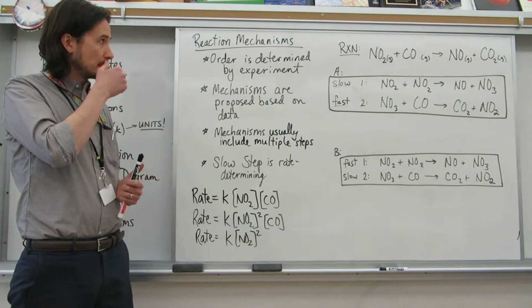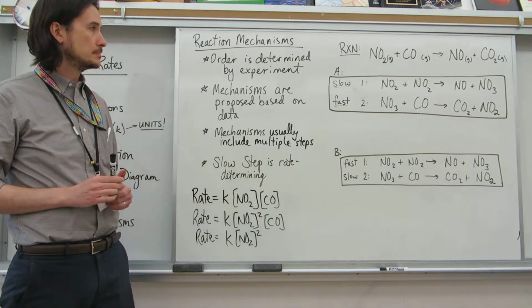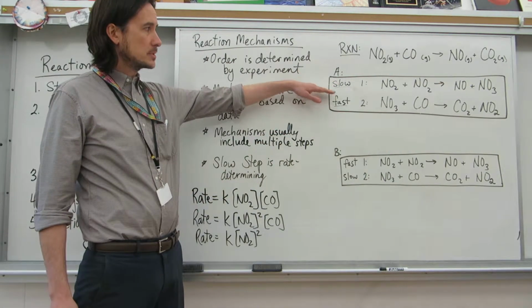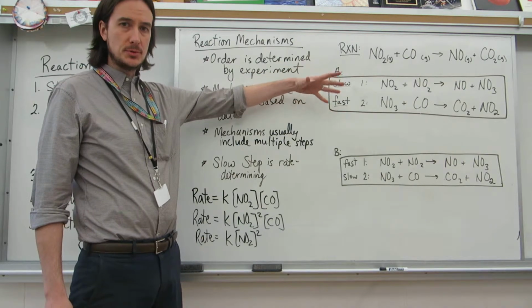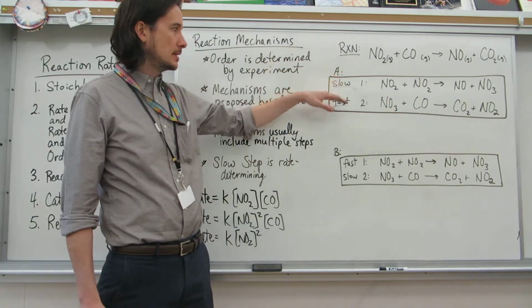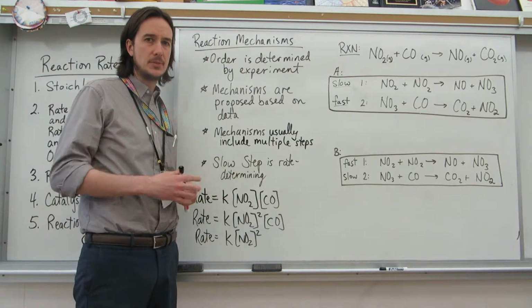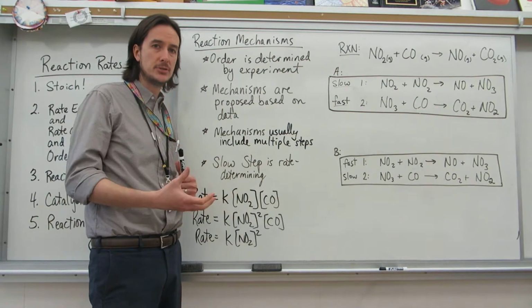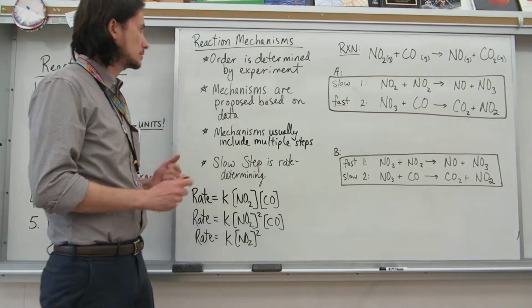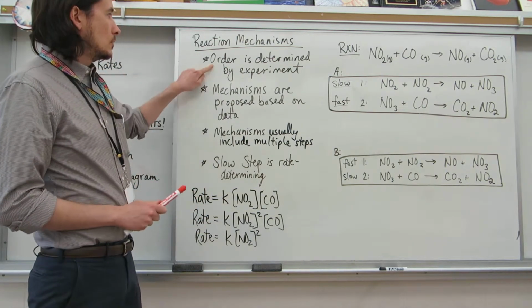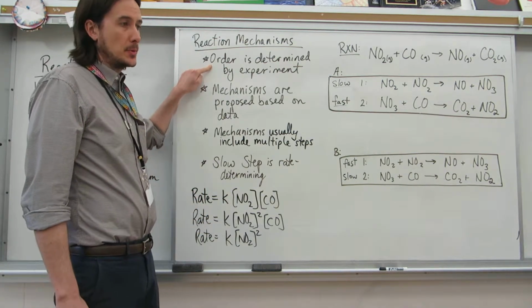So we have reaction mechanisms. A mechanism is a series of steps that would add up to some reaction and tell you something about a step that's going to determine how fast a reaction takes place. So reaction order is determined by experiment.